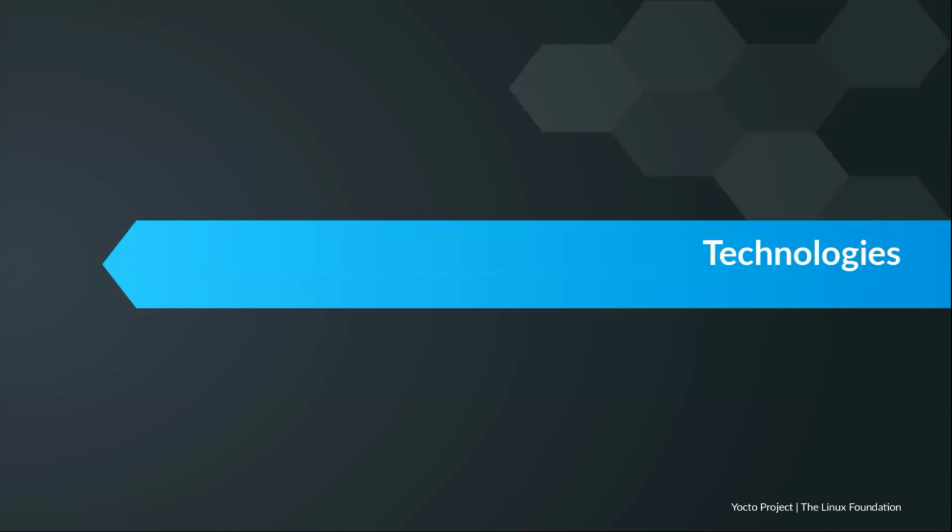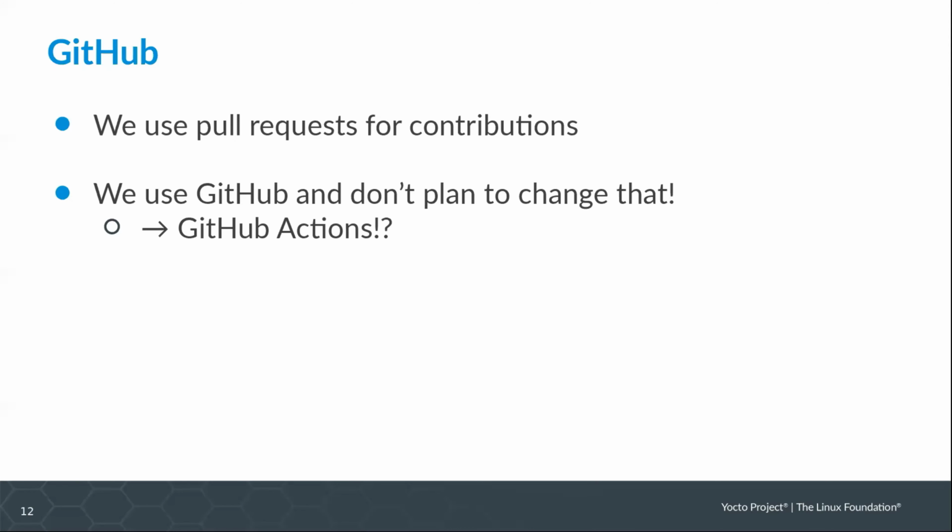So let's talk about technologies. We use GitHub already, so our home base is on GitHub. And we use pull requests for contributions like fixes or new recipes. We want to stay with GitHub. And the first thing that came to our mind was, maybe use GitHub Actions somehow.